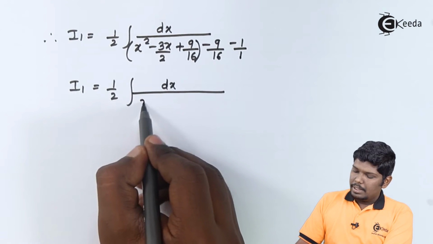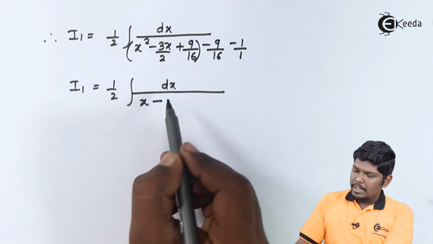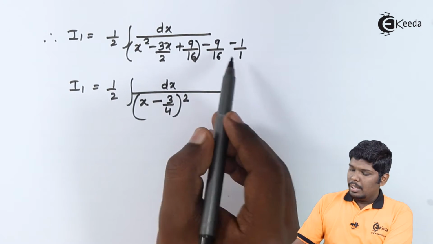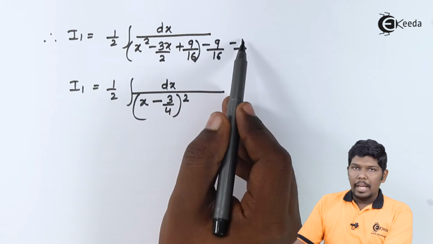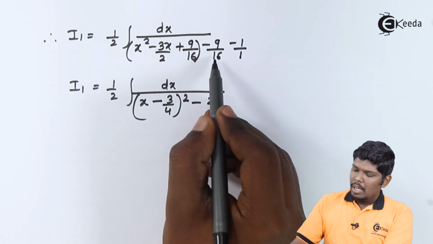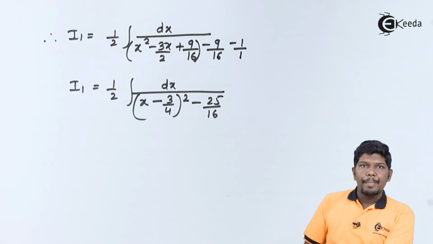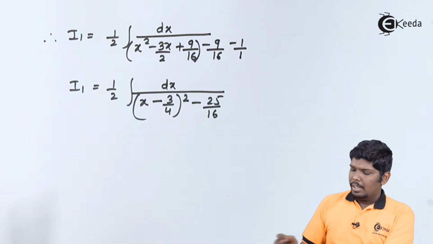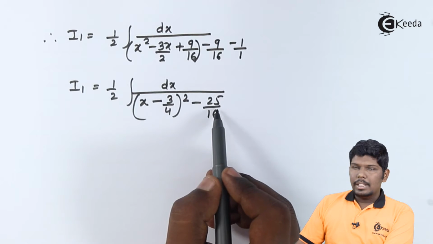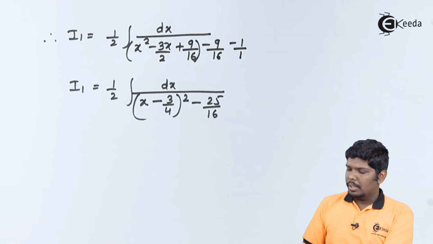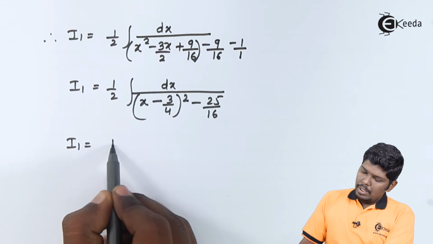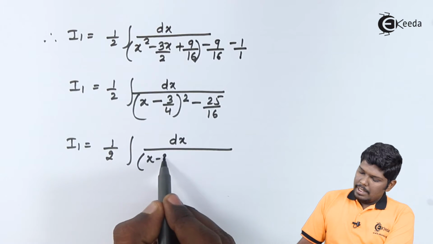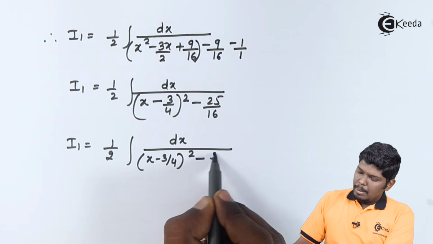square root of first term is x, sign of second term is minus, and square root of third term is 3 upon 4 the whole square. These two fractions will be minus 9 minus 16, that will give you minus 25 upon 16 into 1 is 16. As our x square is ready, we can write the remaining constant as a square. That is 25 by 16 can be written as 5 upon 4 the whole square. I1 is 1 upon 2 integral dx upon x minus 3 upon 4 the whole square minus 5 upon 4 the whole square.